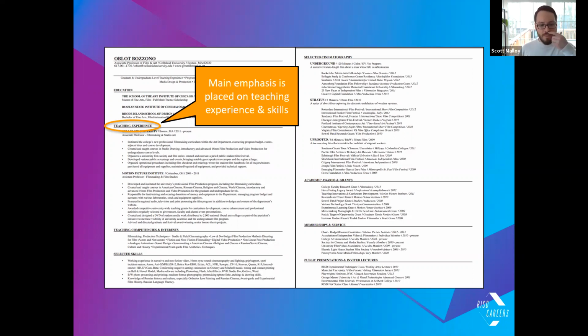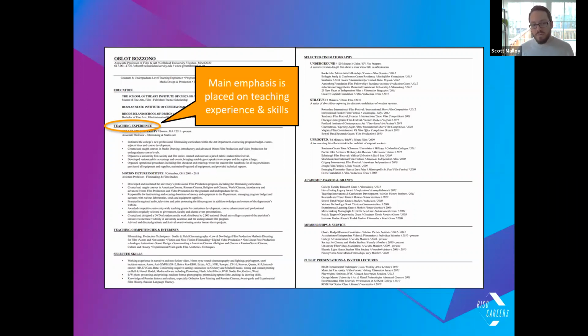The other thing you'll notice on here, it's not highlighted so much, but right below teaching experience is a teaching competencies and interests category, where essentially in this case, they're talking about the filmmaking and filming techniques that they're comfortable teaching. That's another category that you could consider adding: what areas or techniques or subjects are you comfortable teaching in? It's not mandatory, but it could be an additional category you might consider.